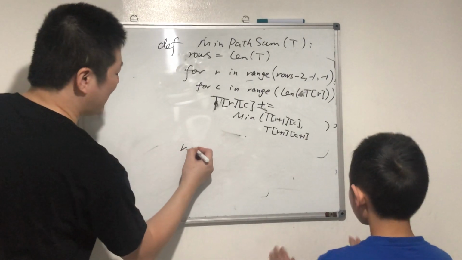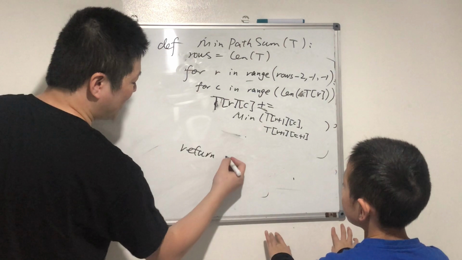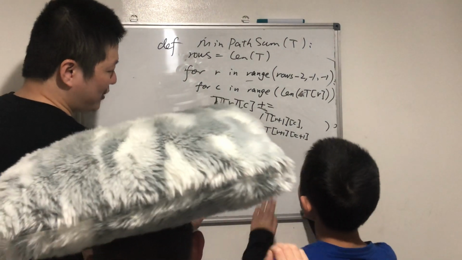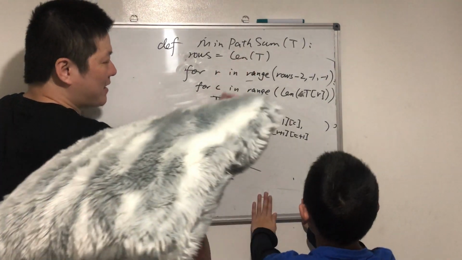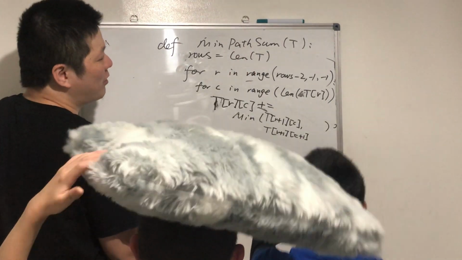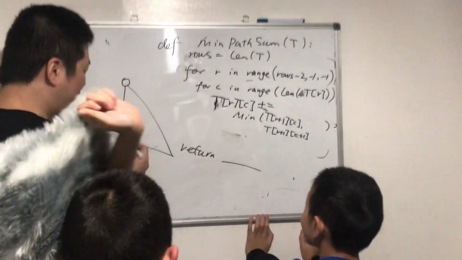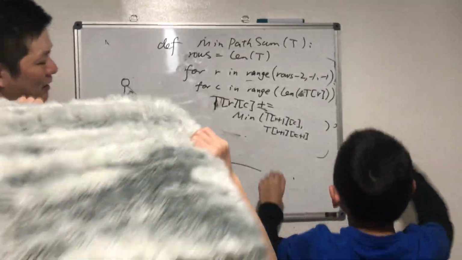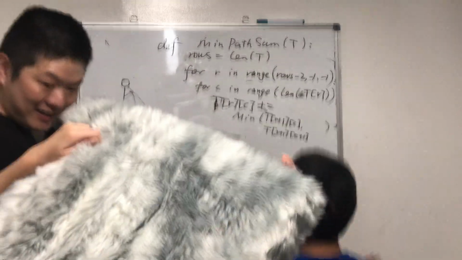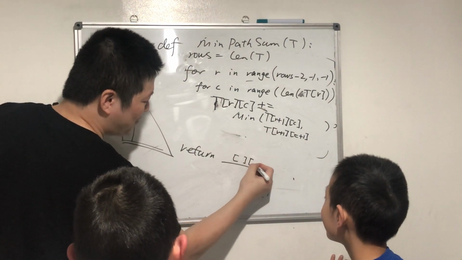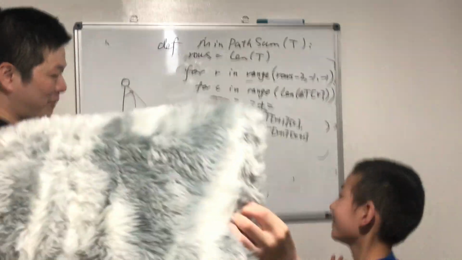And then return which one? What value are we looking for? Return which value is the minimum per sum? We are calculating from here to here. So what's the last value? It's minus 1. No, it's 0. What's 0? I just told you. Remember, 0.